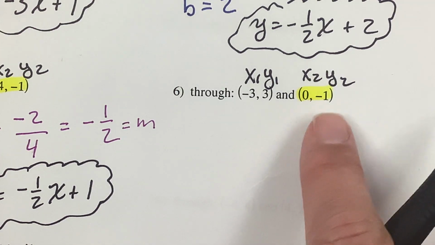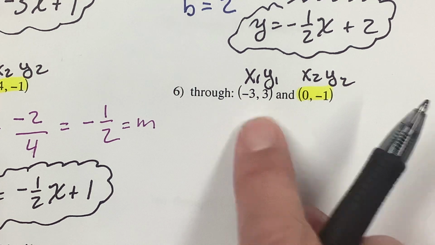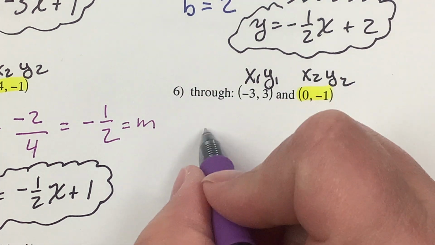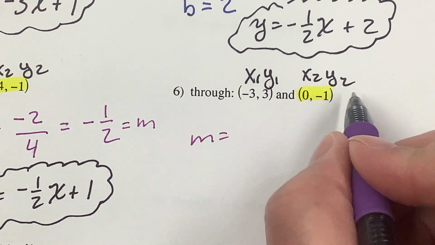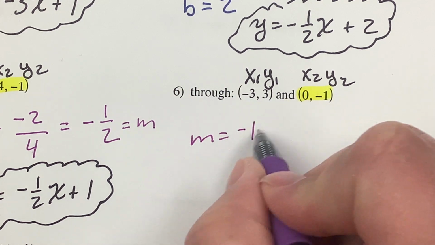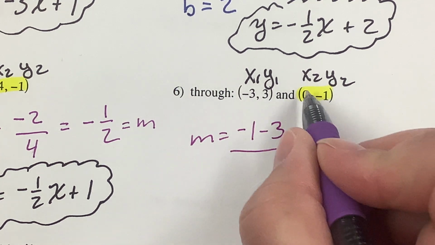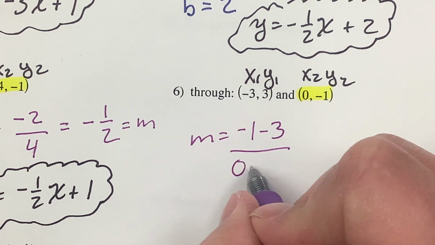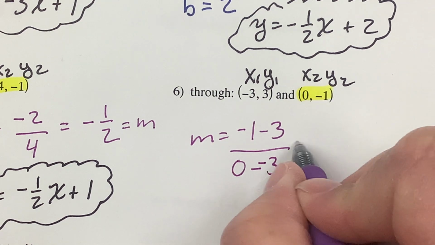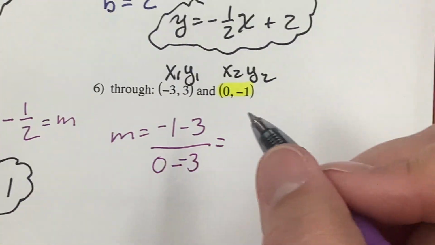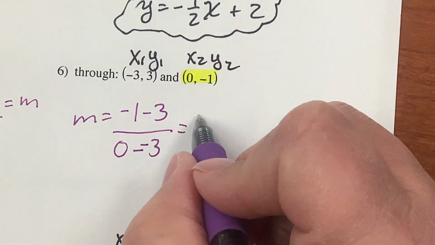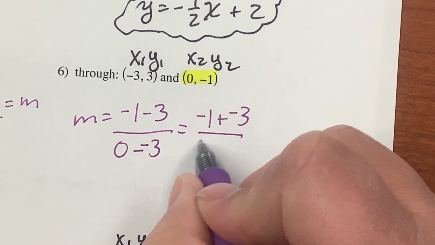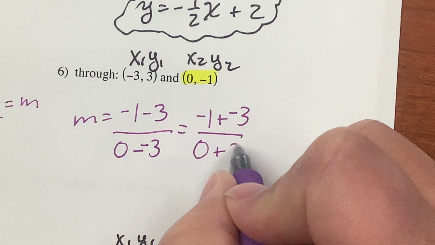For this one, negative 1 minus 3, y2 minus y1, m equals negative 1 minus 3 over y2 minus y1, 0 minus negative 3. 0 minus negative 3. I'm actually going to write this out because there's a lot of negativity going on here. So negative 1 plus negative 3 over 0 plus 3.